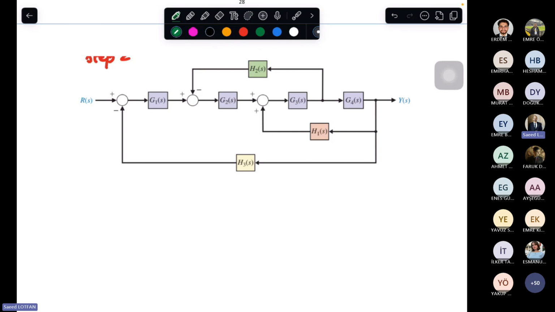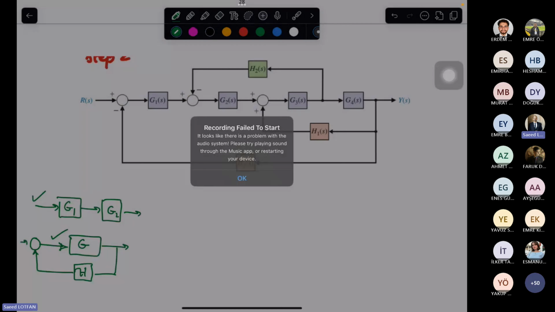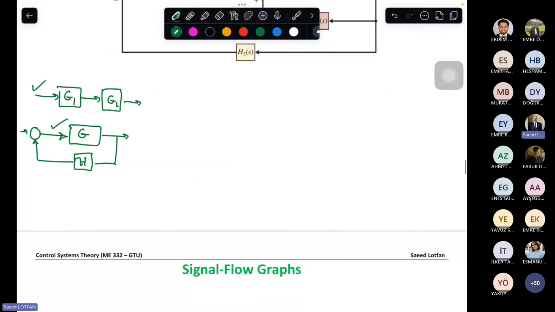I have to use some things: if I have cascade G1, G2, I can simplify this one. Or if I have this G and I have this feedback H, I can simplify this one. So I have to look at these things. Do I have any cascade? For example, these two.